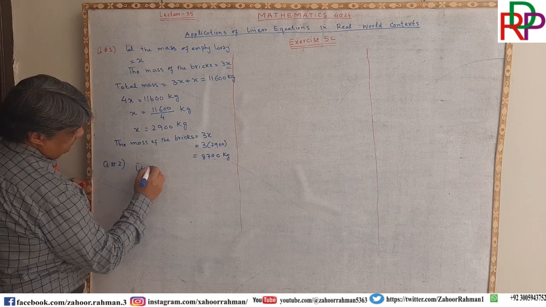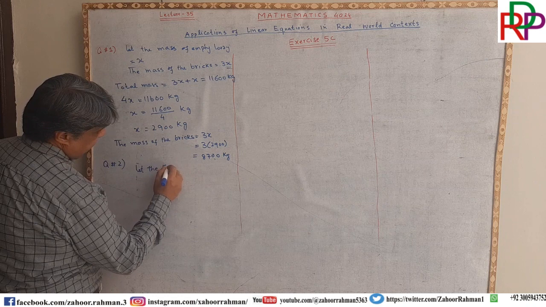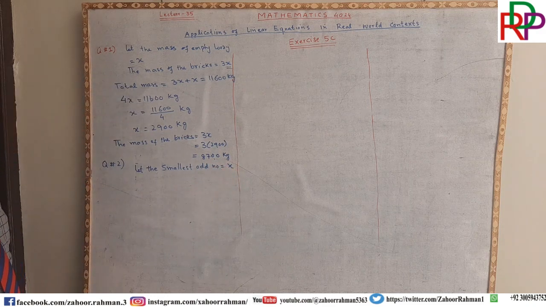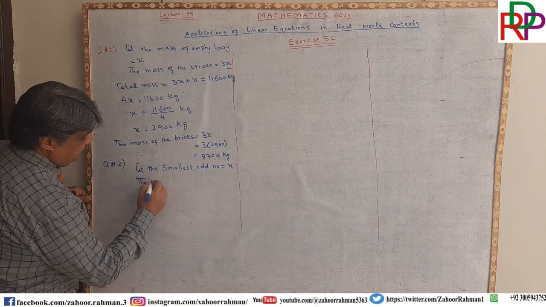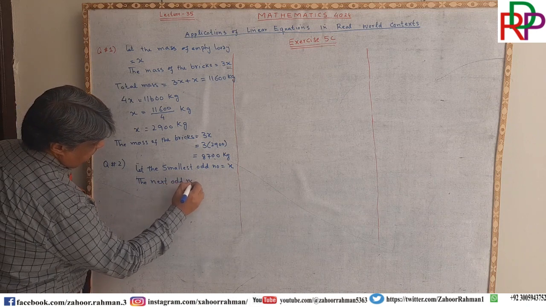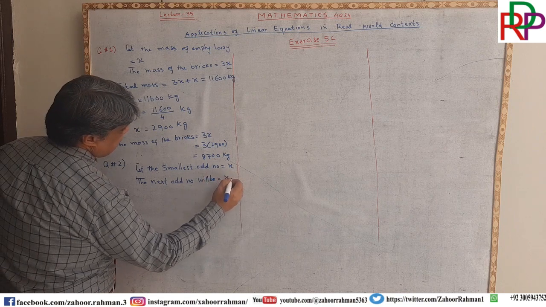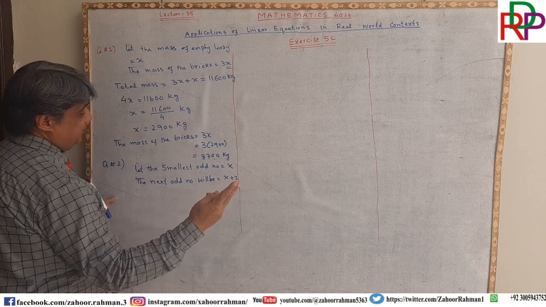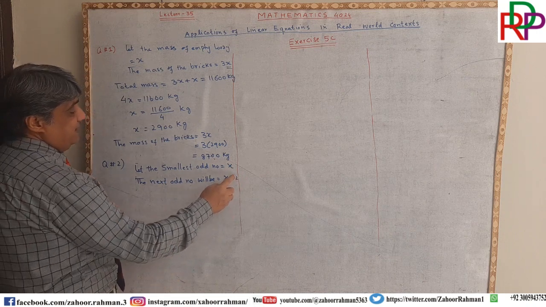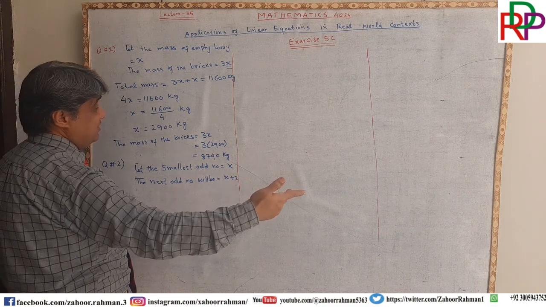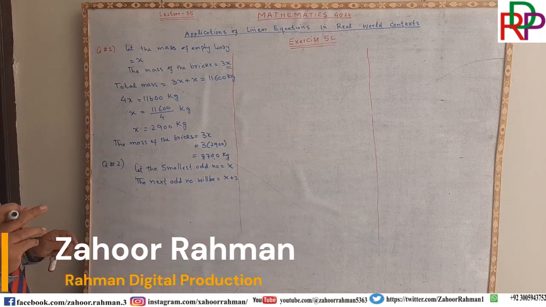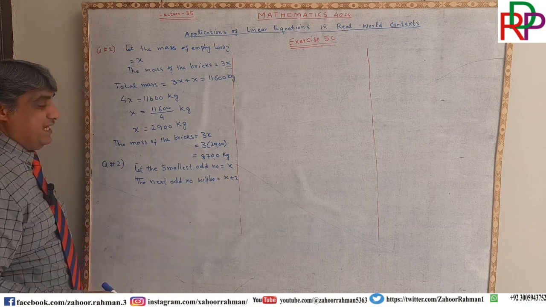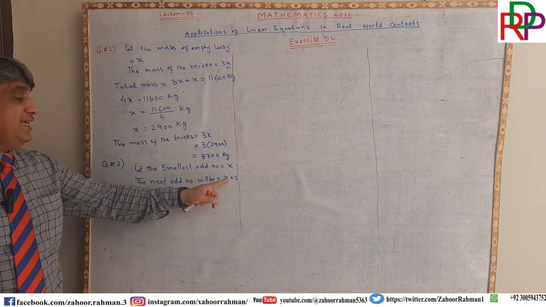Let the smallest odd number be equal to x. The next odd number will be x plus 2, because if it is an odd number, for example 1, then we have to add 2 with it and it will become 3. People are thinking that we have to add 1, but no, you have to add 2 with it, so it will be an odd number if it is an odd number. If it is an even number, then the next even number will also be x plus 2. For example, this is 2 and this is 4.